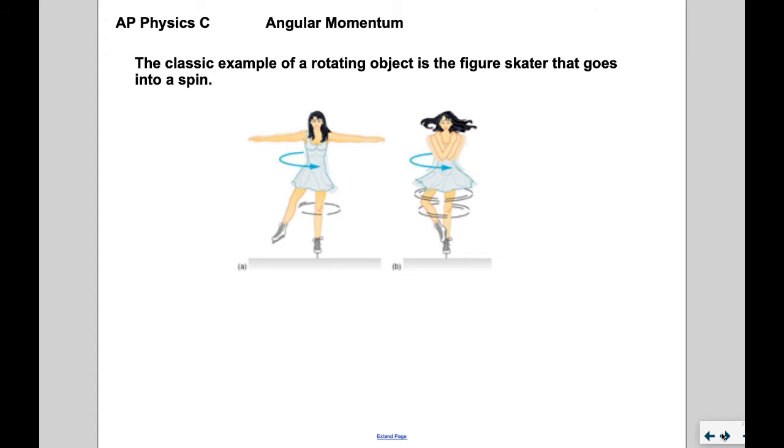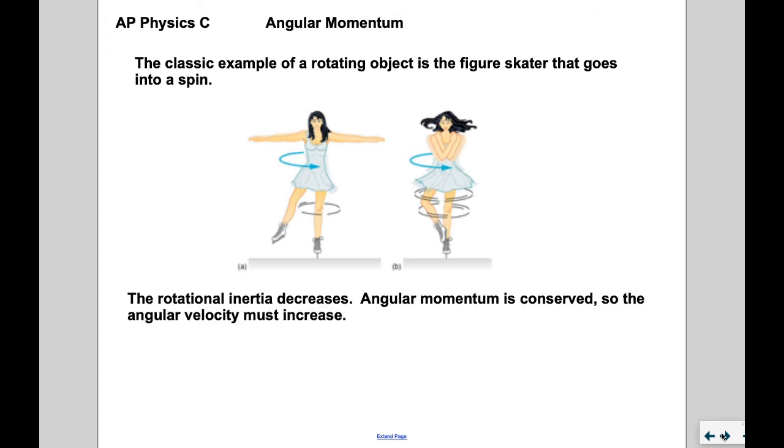The classical example that's used to show conservation of angular momentum is a figure skater who goes into a spin with her arms extended and one leg extended as she draws her arms in towards the rotation axis, which goes vertically upward through her body. Her rotational inertia decreases. Since the angular momentum is conserved, the angular velocity must increase, and she spins faster.